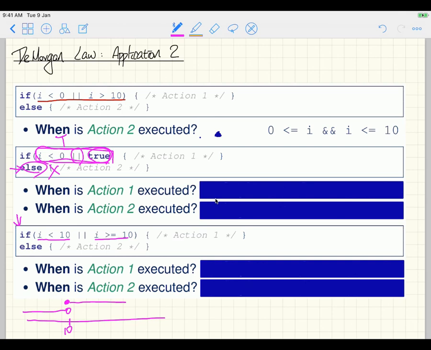So that means this particular condition here can just be simplified to true. Okay? Because we're using disjunction over here. So that's true. So what does that mean? That means the else branch over here would just be the negation of true, which is false. So you never get a chance to execute action 2.